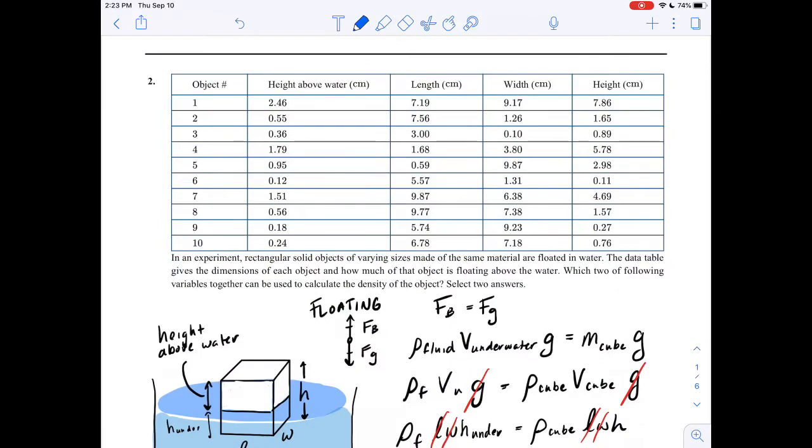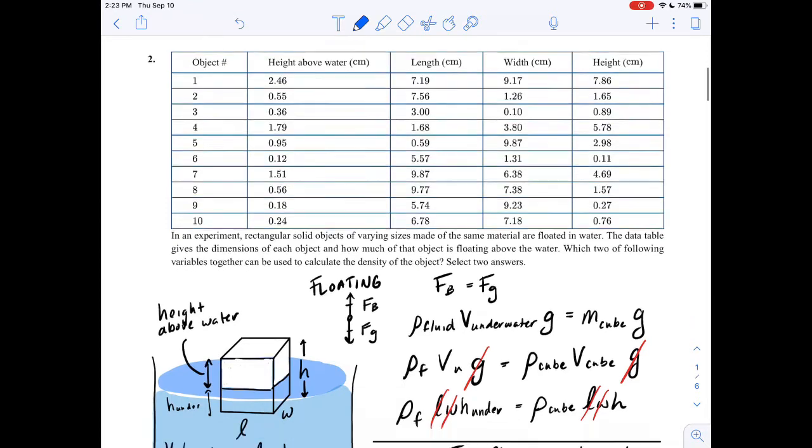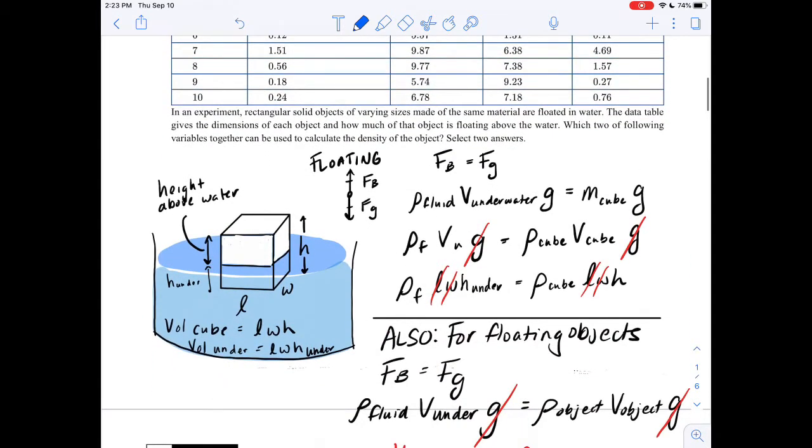Question number 2, we have a table here. We have 10 objects. We have their height above the water, their length, their width, and their height. And it says, in an experiment, rectangular solid objects of varying sizes made of the same material are floated in water. The data table gives the dimensions of each object and how much of that object is floating above the water. This is another idea that comes up when we study Archimedes' principle, and I'll be giving some notes on that in a different video, but I'll be touching on it here because we need to.